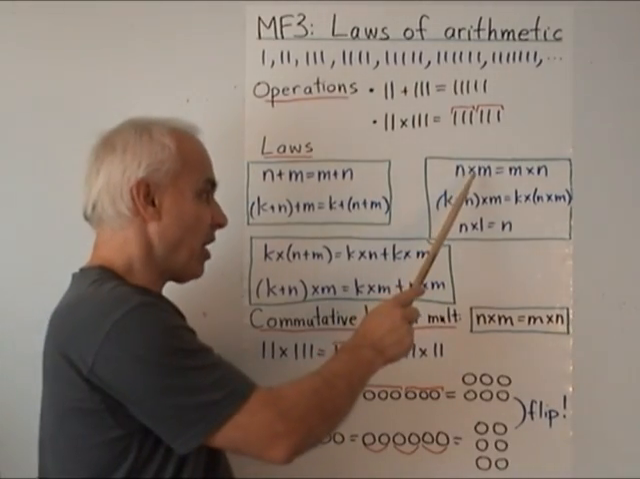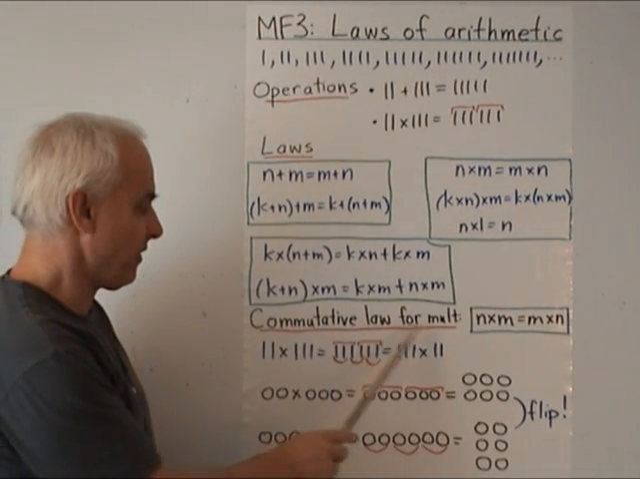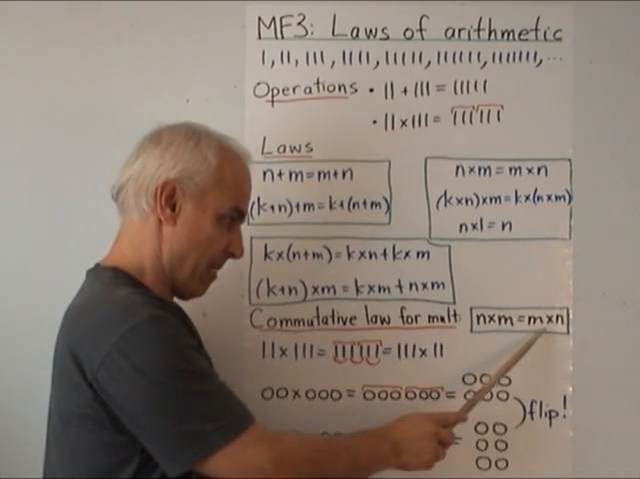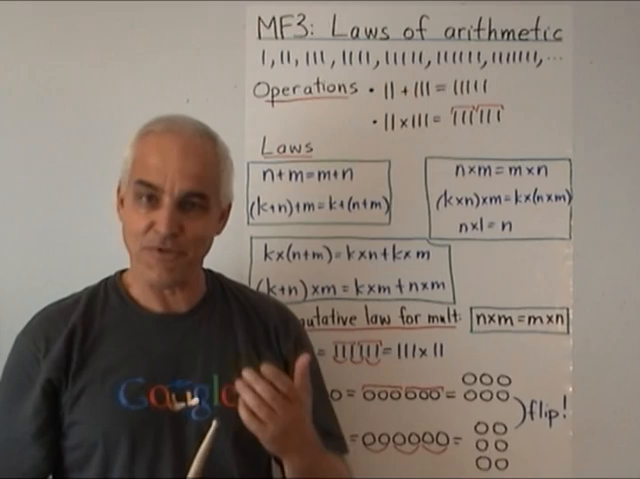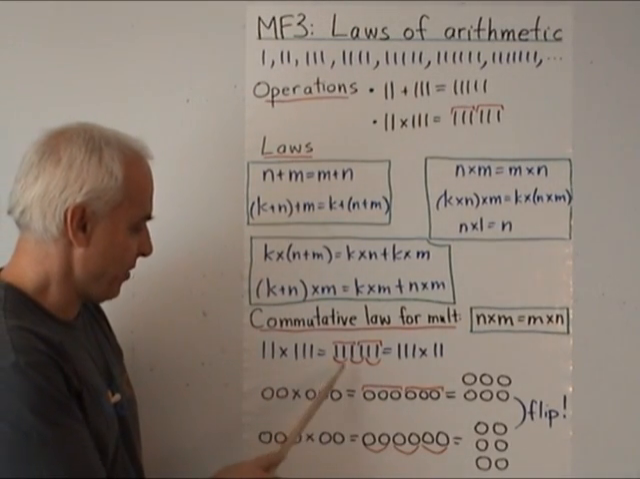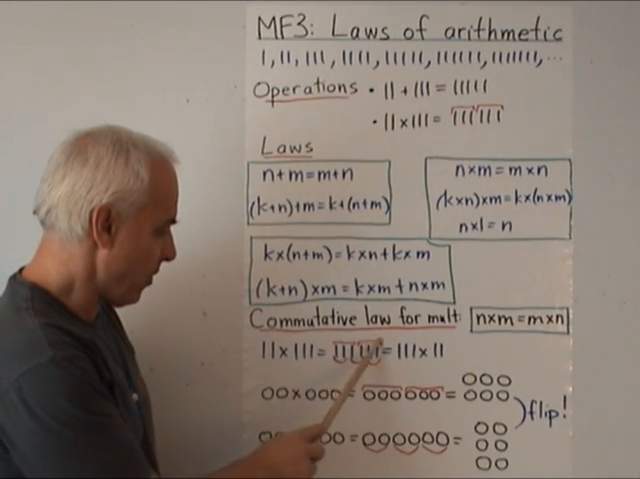So today we want to talk about why these laws are true, and we'll start with the commutative law for multiplication, which says that n times m equals m times n. This is in some sense the most interesting of the laws. Here's an example, 2 times 3. We have two groups of 3. One there and one there.